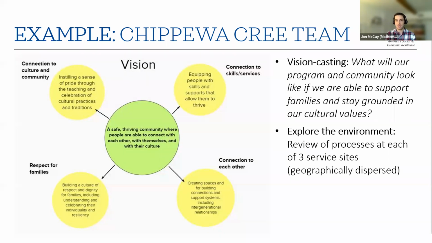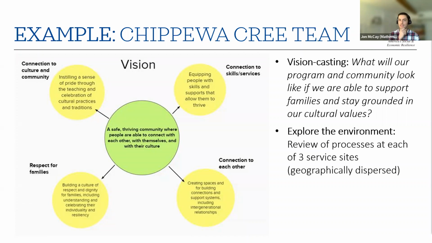And so they went through this sort of vision mapping exercise to clarify, not just with the couple of folks who wrote the proposal, but with the whole team. What is this vision? A safe and thriving community where people are able to connect with each other, with themselves, and with our culture. All right, so what are the components of that? What does that mean? Well, for them, it means respect for families. The family is a really important part of the culture. It means connection to community and culture, teaching and celebrating cultural practices and traditions, right?